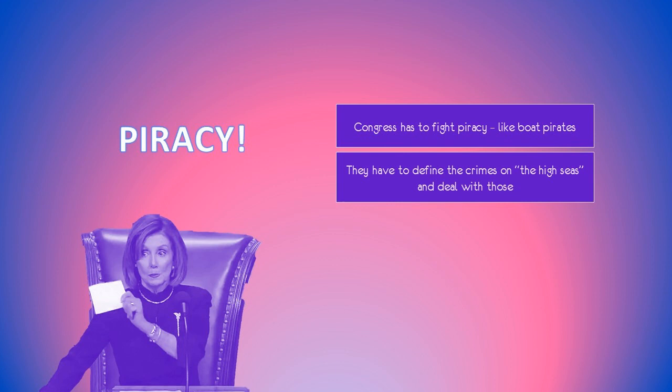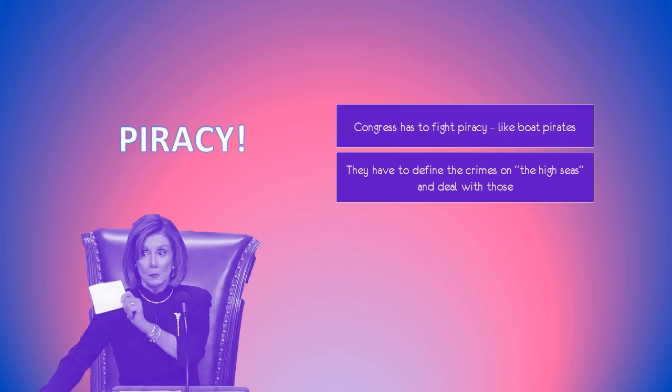My favorite one, the most important power that Congress has, actually in the Constitution. There's a list of 17 things that Congress does, and one of those 17 things here is it is up to Congress to fight piracy. Now, remember, this is written in the 1780s. When they mean piracy, they are talking about boat pirates. It is up to Congress to fight boat pirates like old Captain Jack Sparrow.